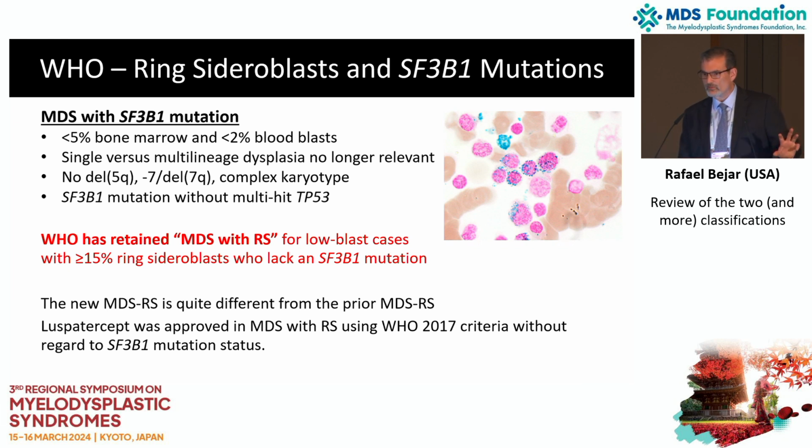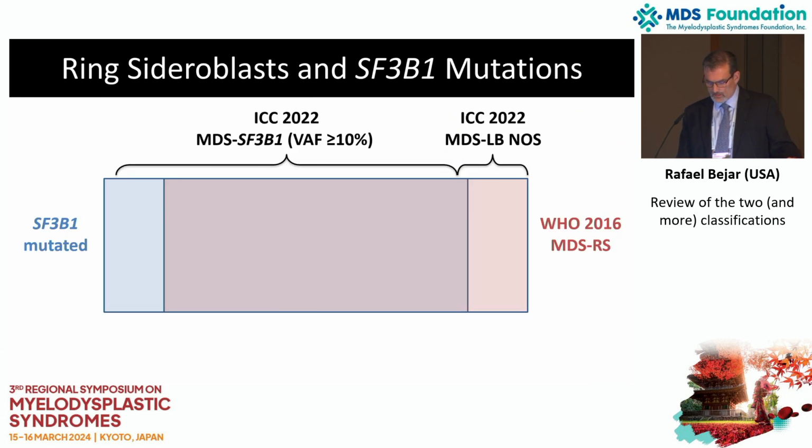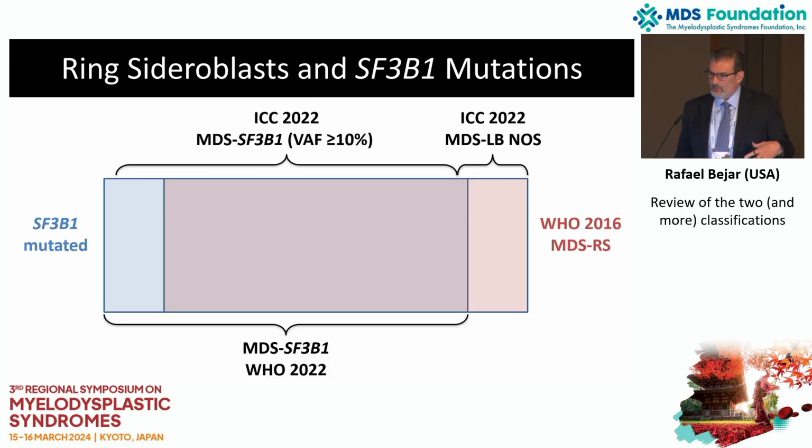And this is quite different from what you would think of as a typical MDS-RS group in the WHO 2016. So here's what that would look like in the novel system. If you have any SF3B1 mutation, regardless of the allelic frequency, but don't have any of those other exclusionary criteria, you would be in this group for WHO. So it's a little bit of a broader group.